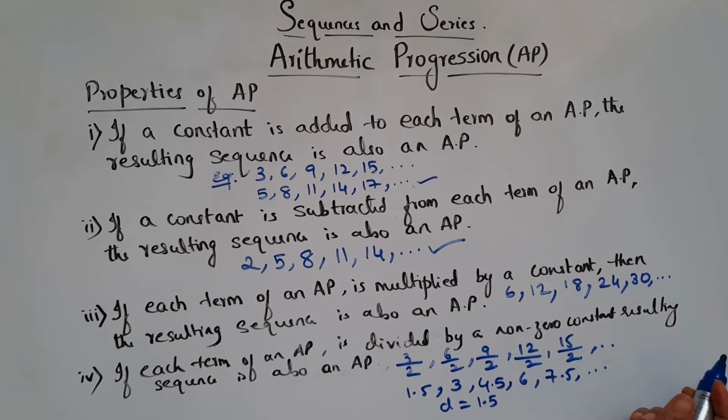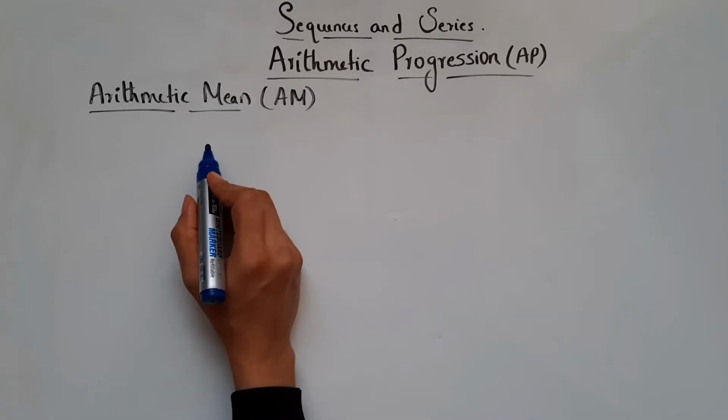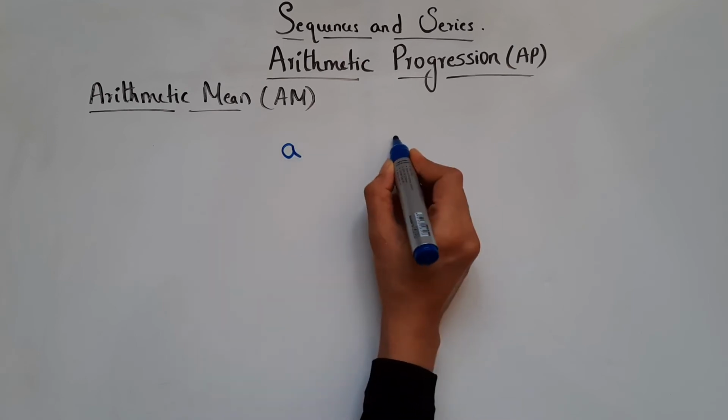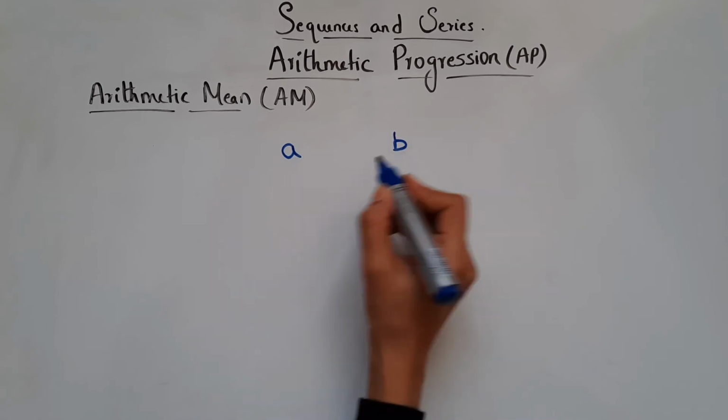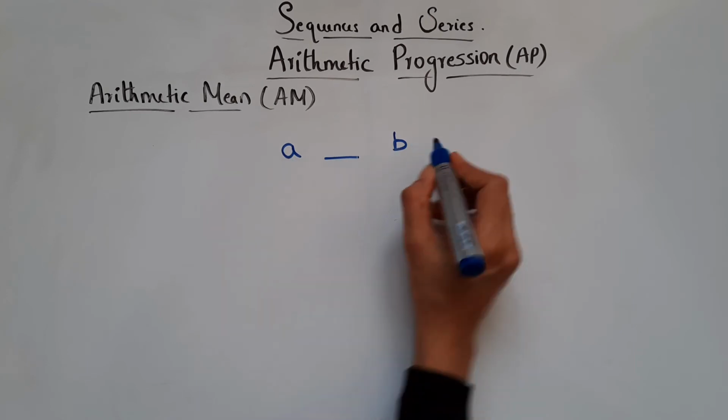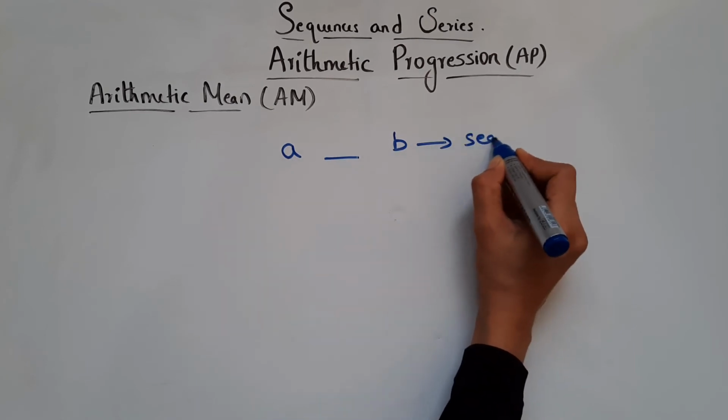Now let's move on to arithmetic mean. But before that, pause the video and note this down. Now let's see what is arithmetic mean. Let's say we have two numbers a and b. Now you have to insert one number in between a and b such that this sequence is in AP.